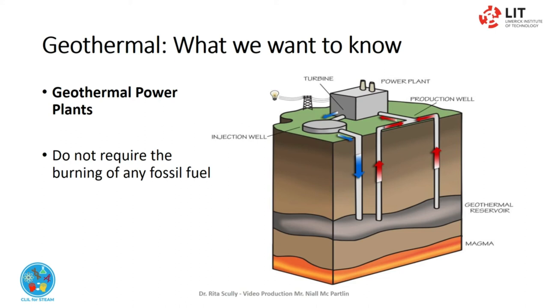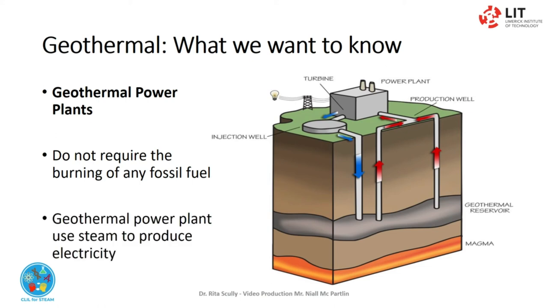The geothermal plants use steam to produce electricity. The steam comes from reservoirs found a few kilometres below the earth. The steam rotates the turbine to generate the electricity. The hot water is pumped from deep underground under high pressure. When it reaches the surface, the pressure is dropped, and this causes the water to turn to steam, and it is the steam that turns the turbine.